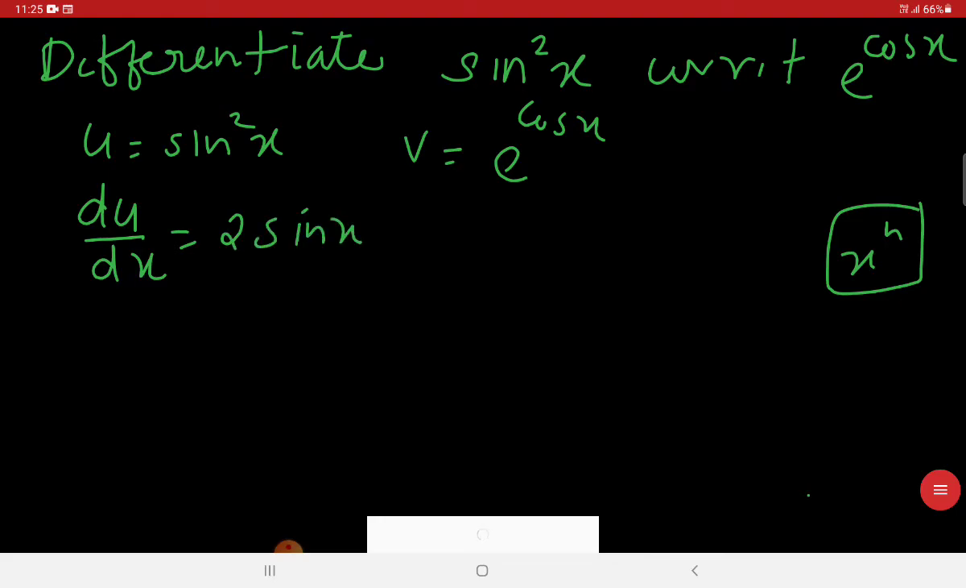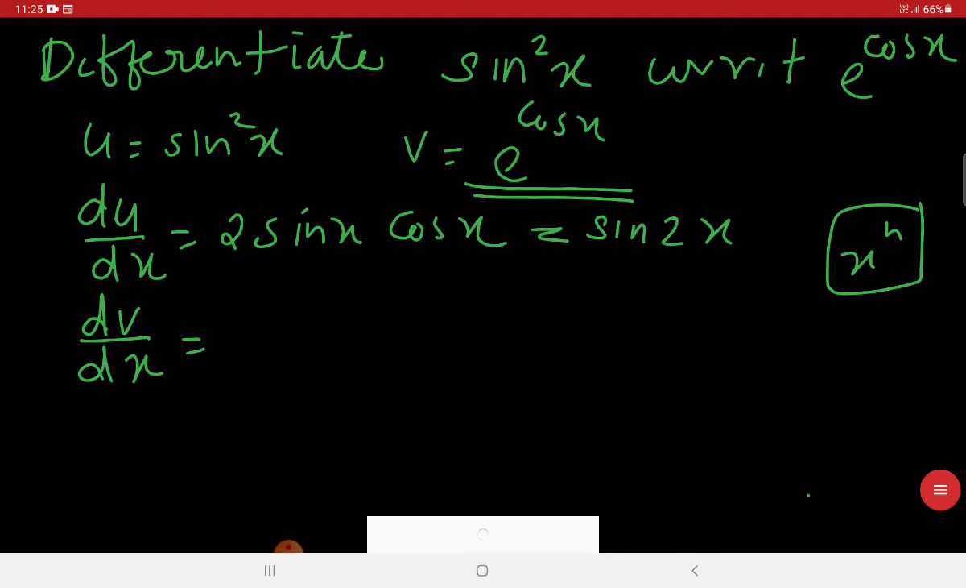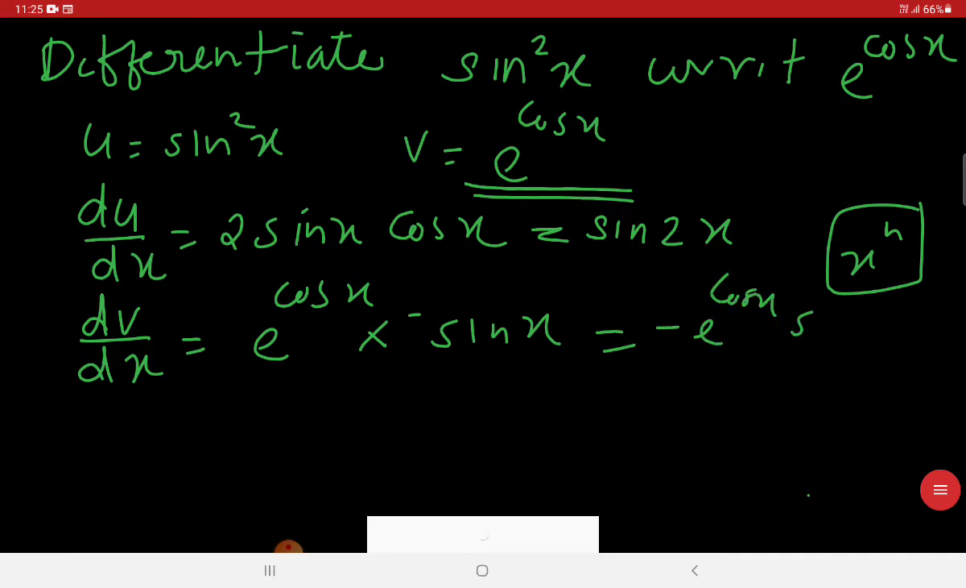Now derivative of sin x means cos x. So 2 sin x cos x. That is simplified as sin 2x. Now we have to find the derivative dv by dx. That is equal to, see, e raised to cos x. So first function e raised to cos x, its derivative is e raised to cos x. Now derivative of cos x is minus sin x. So the answer is minus e raised to cos x sin x.